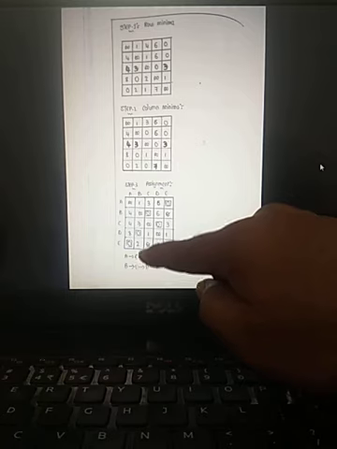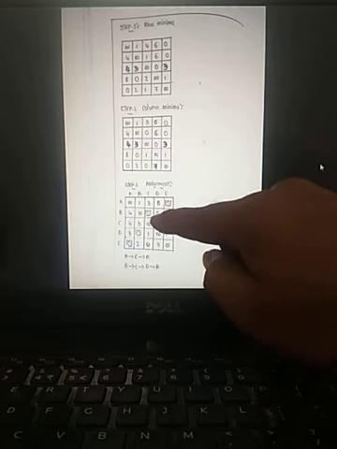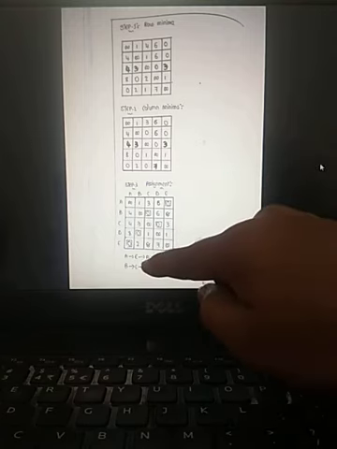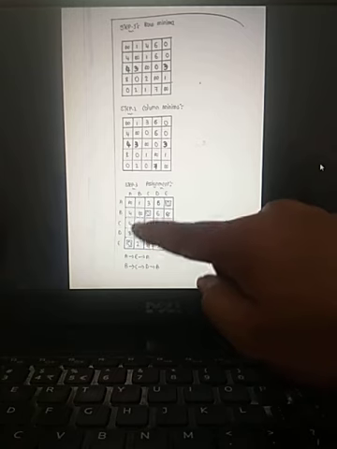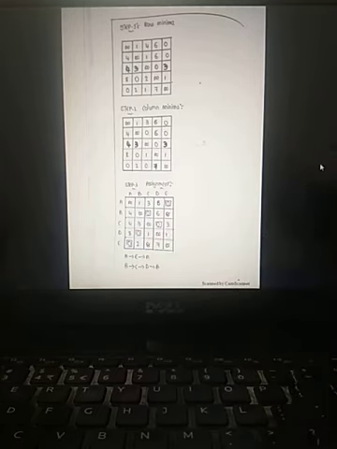Again, after A, what is the next city? Go to B. From B to C. If you see here, already A has been repeated twice. That means this is not the solution of the traveling salesman problem.